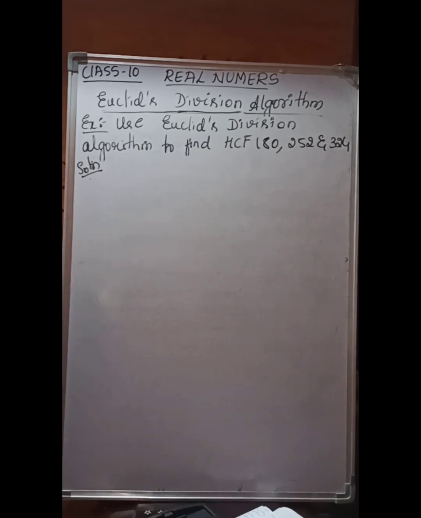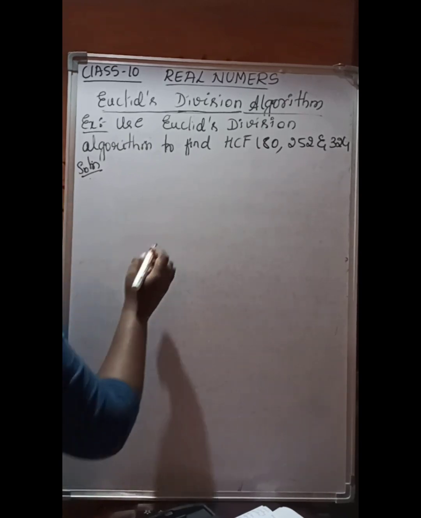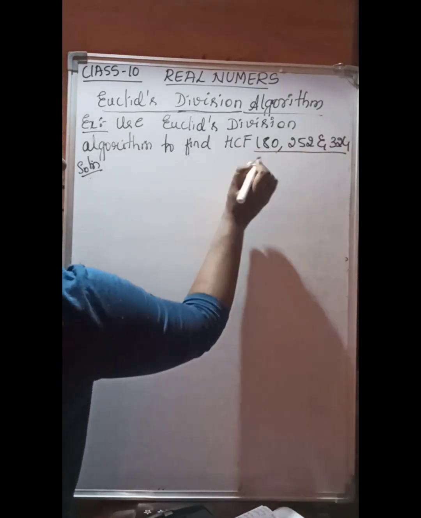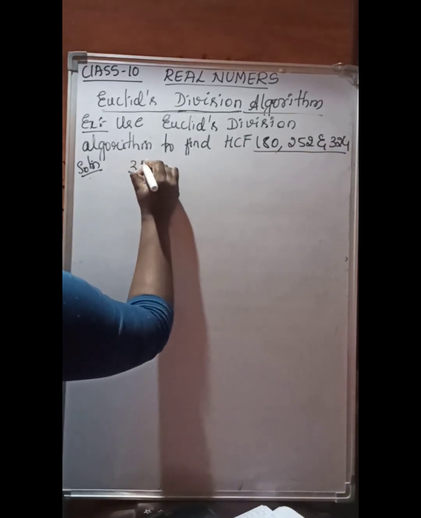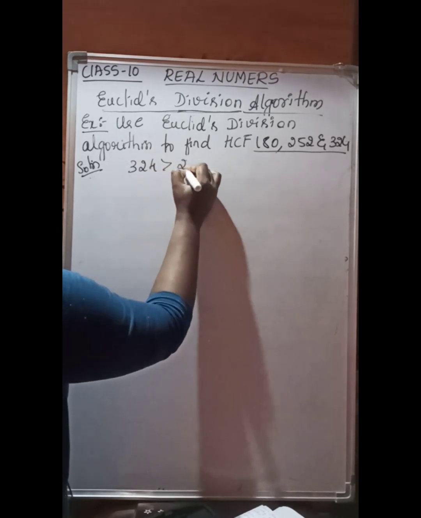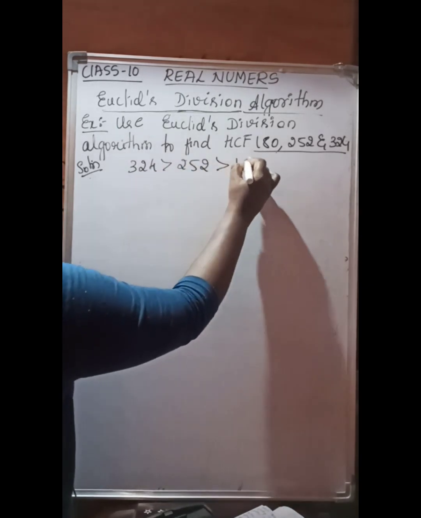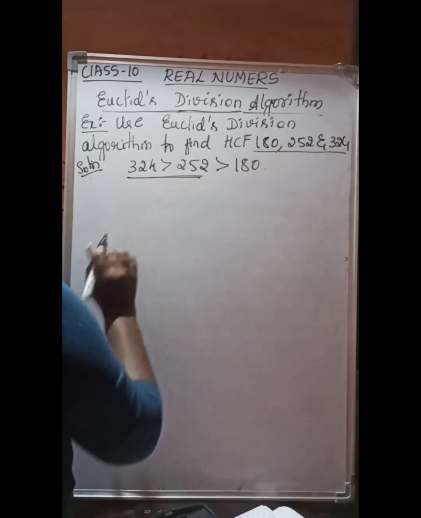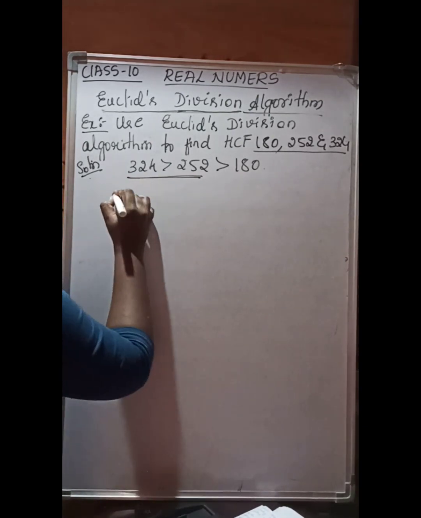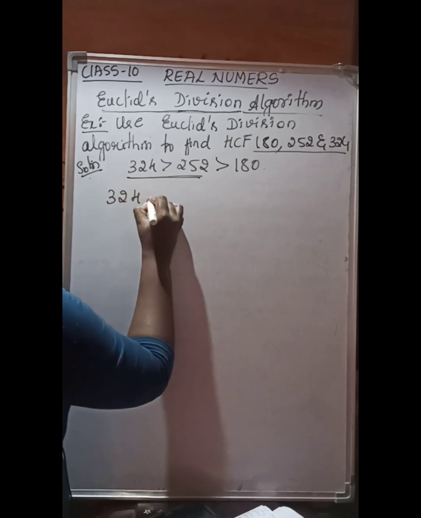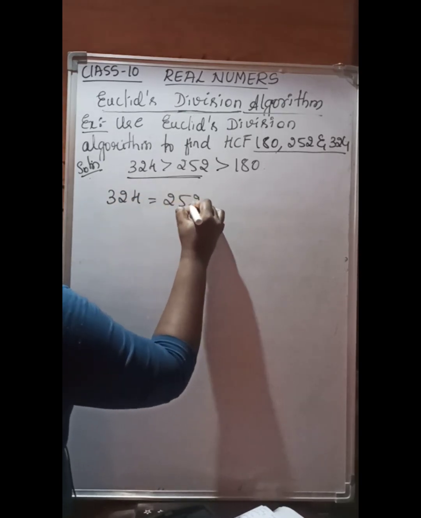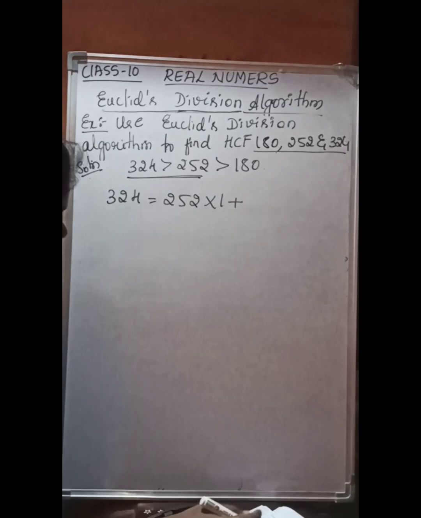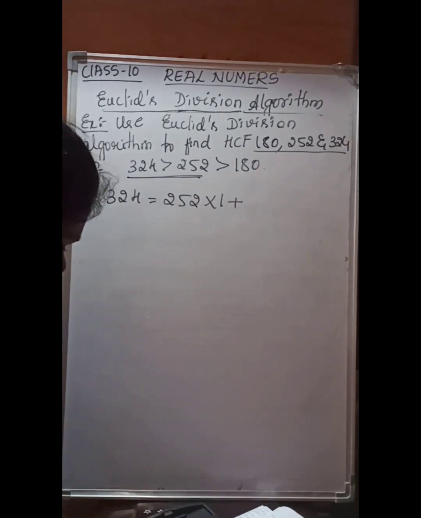Now consider the next example, that is, find the HCF of these three numbers. In these three, which one is larger? 324 is greater than 252 and greater than 180, right? Now first consider these two numbers and calculate the HCF. Consider this as A and this as B. So only once you can consider. What is the remainder? The remainder will be 72.